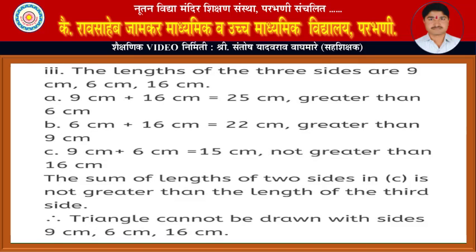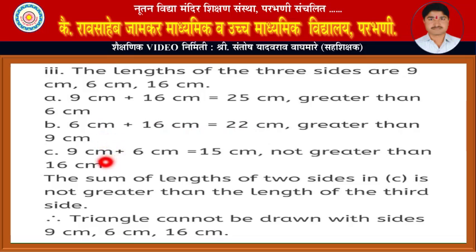Third question. The lengths given are 9 centimeter, 6 centimeter and 16 centimeter. Let's add 9 plus 16 first, which is equal to 25. It is greater than 6. Next, we shall add 6 plus 16, which is equal to 22 centimeter. It is also greater than 9 centimeter, which is the third side.